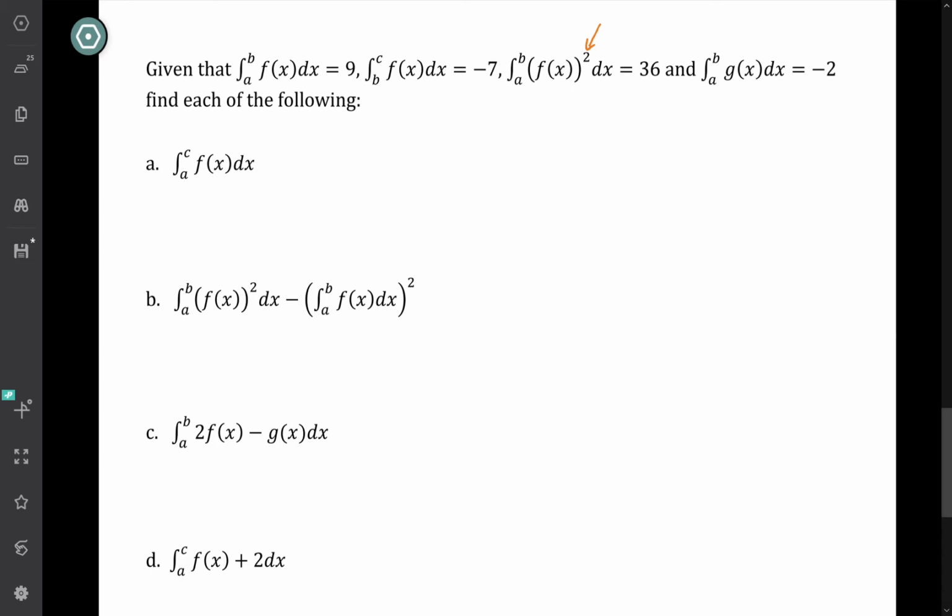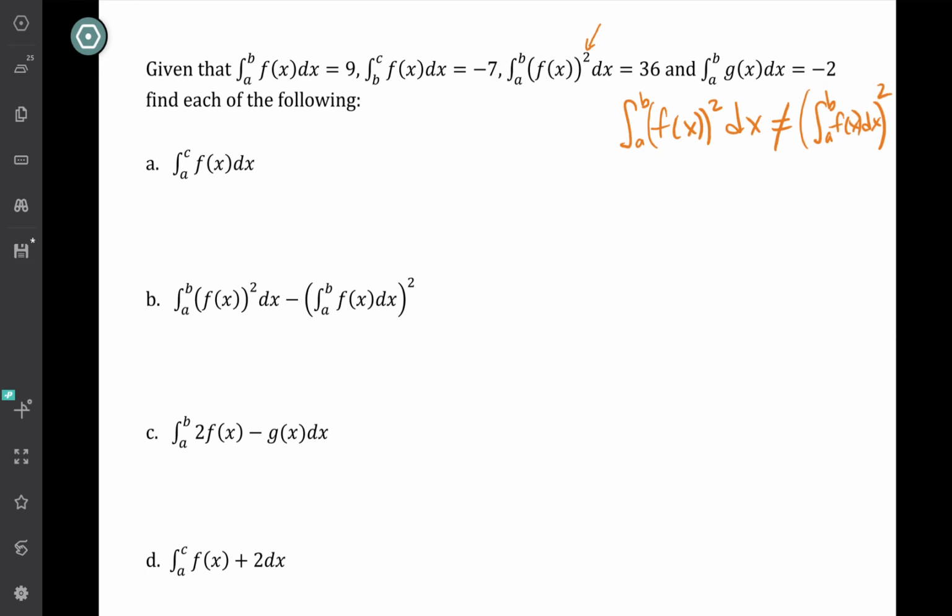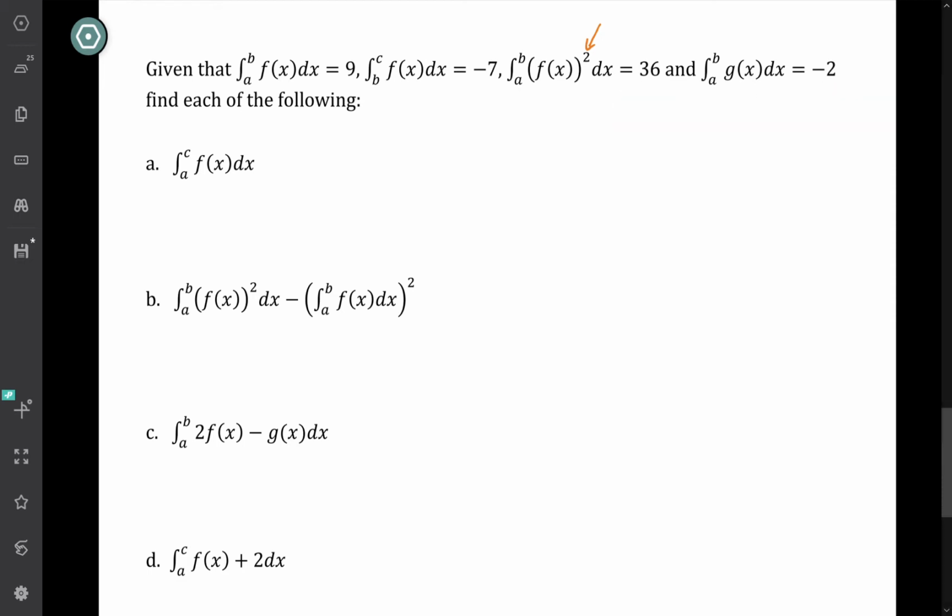I would just like to point out that the integral from a to b of f of x squared is not the same as the integral from a to b of f of x dx, squared. So squaring the function doesn't just straight up square the area. It's a little bit more subtle than that, so we are going to need to be careful. Okay, so with that warning in mind, I can erase all that mess.